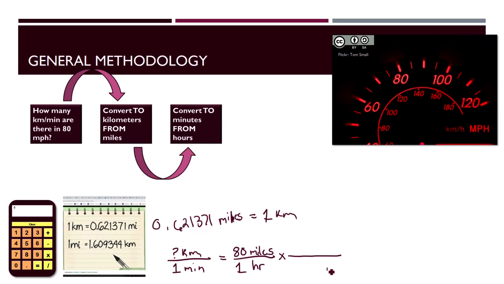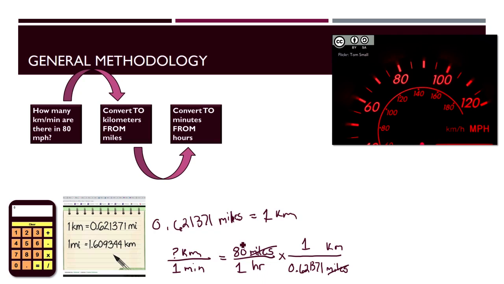So I know that there is a conversion between miles and kilometers. I know that 1 kilometer is equal to 0.621371 miles, okay? That's going to allow miles on the top and miles on the bottom to cancel. So right now, what units do I have? I have kilometers per hour, okay?